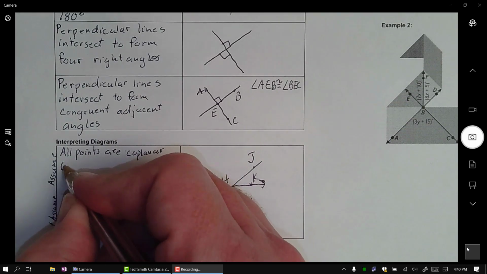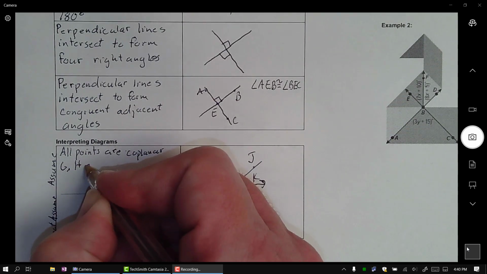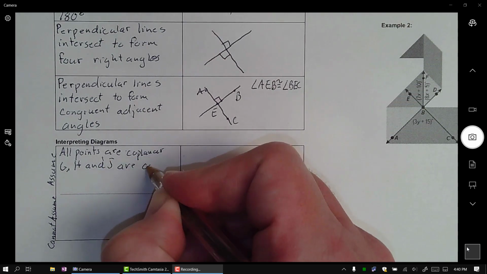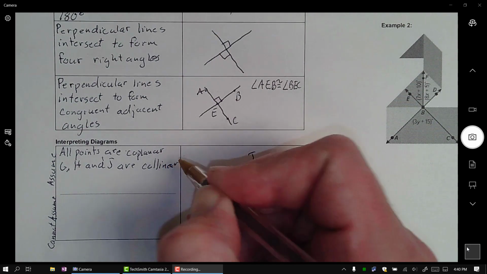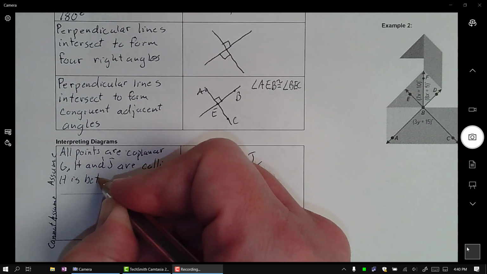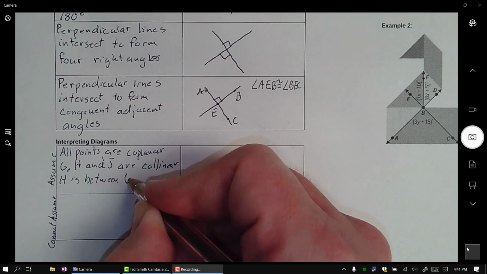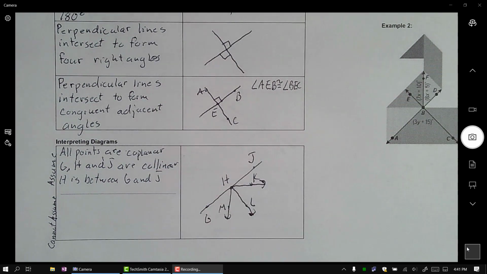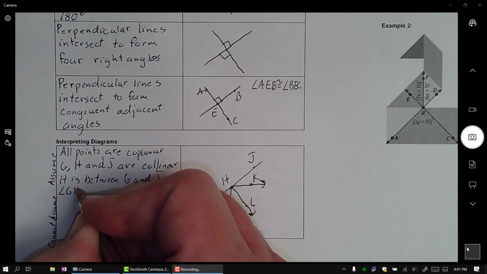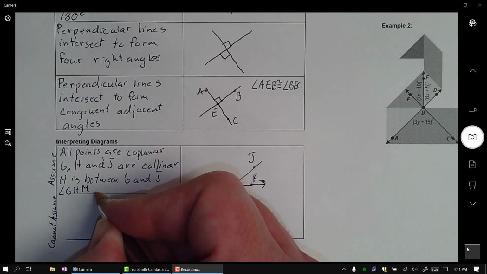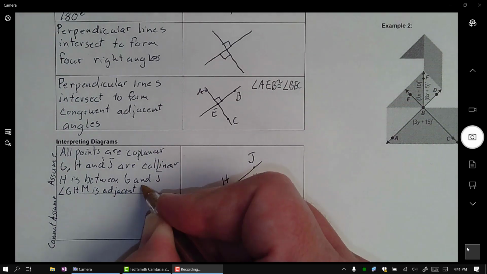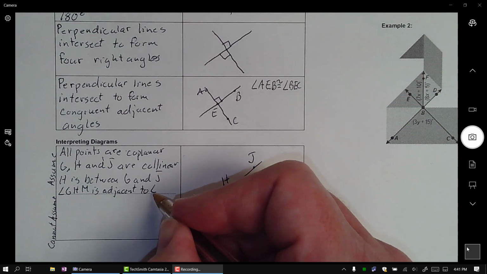I can assume that G, H, and J are collinear. I can also assume that H is between G and J. And then lastly, angle GHM is adjacent to angle MHL.